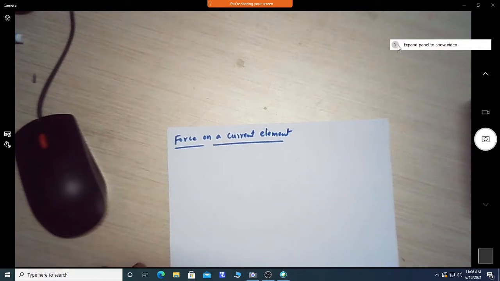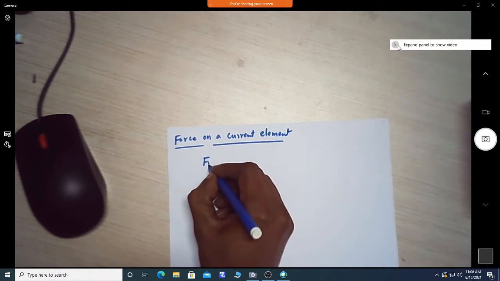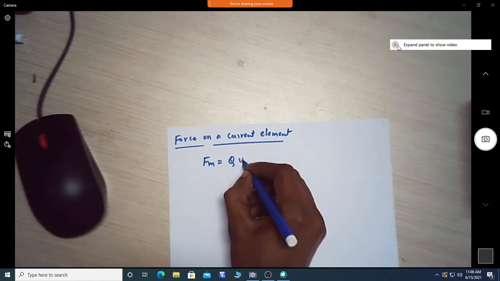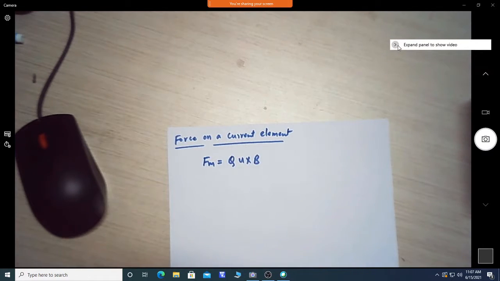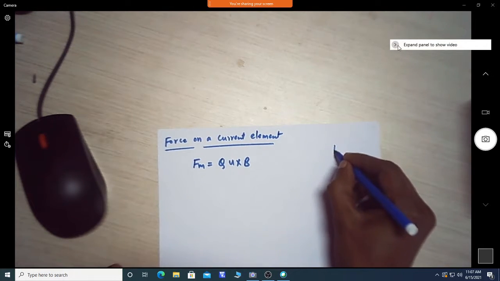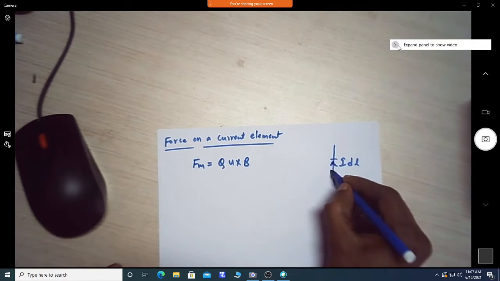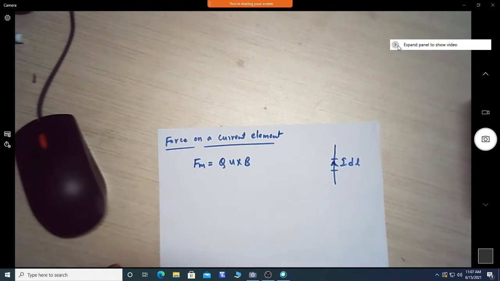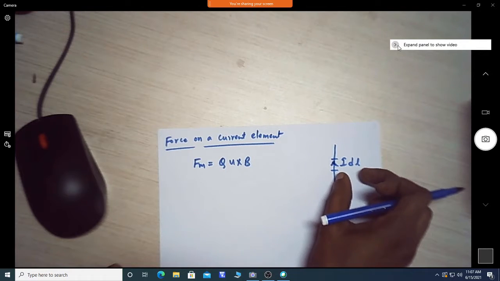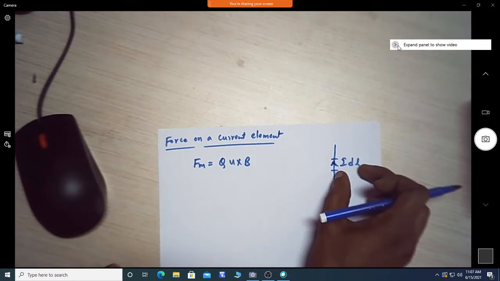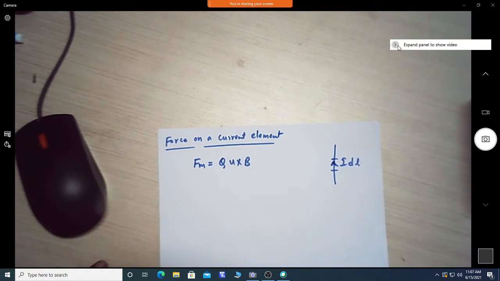So now we have seen already the equation for the force on a charged particle due to a magnetic field. So that we know, Fm is equal to Q u cross B. Okay. So now if you want to determine the force on a current element, let us say this is a current element which carries the current and has a differential length dl. So what is the force on this current-carrying conductor, which has a differential element or current element, due to the magnetic field B?